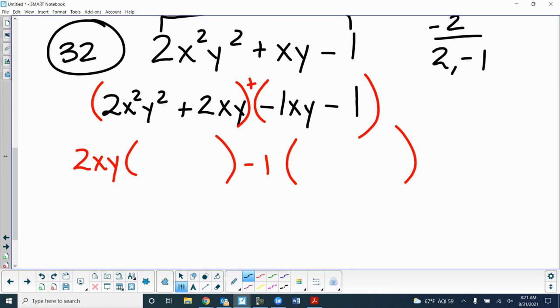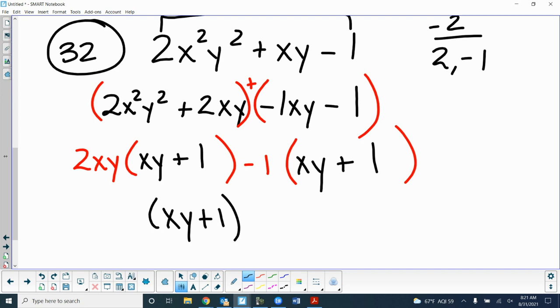So 2x squared y squared divided by 2xy is 1xy. And 2xy divided by 2xy is 1. Negative 1xy divided by negative 1 is a positive 1xy. And negative 1 divided by negative 1 is positive 1. So I've got an xy plus 1. They're the same, so that's one of my factors. And then 2xy minus 1 is the other one. And we're done. That's factors.